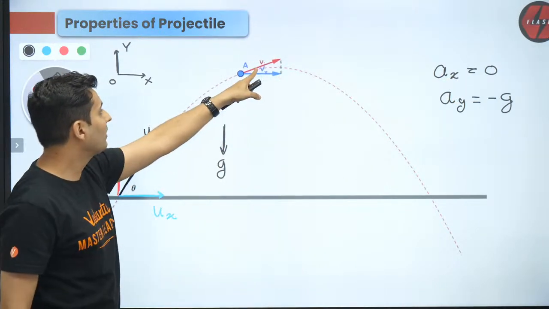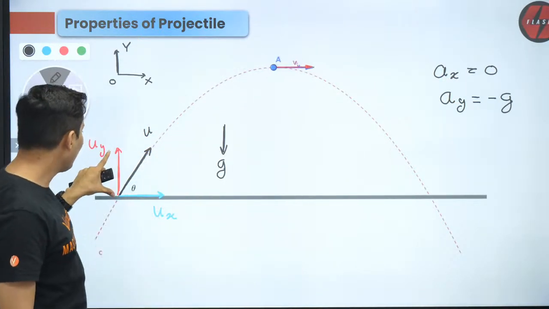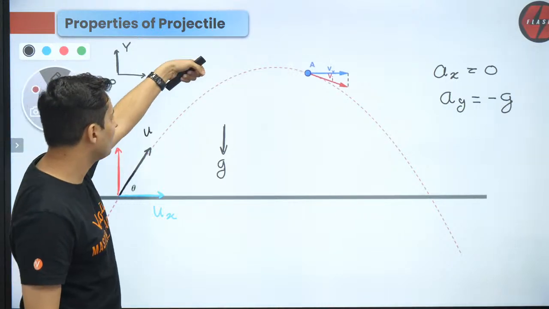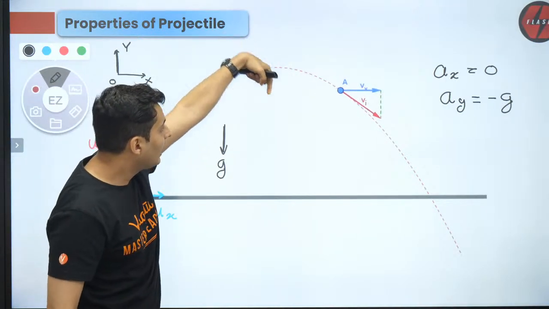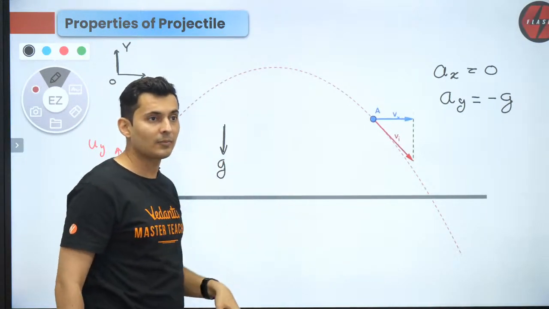But look at the y velocity. The y velocity gradually reduces, reduces, reduces, becomes zero, and then it increases, increases, increases.